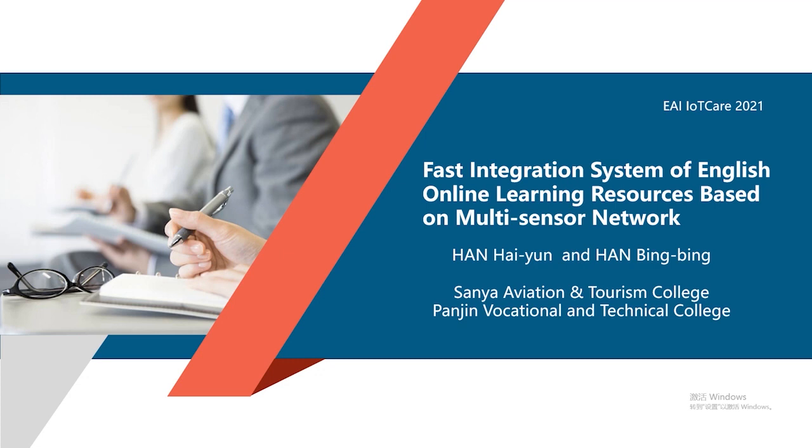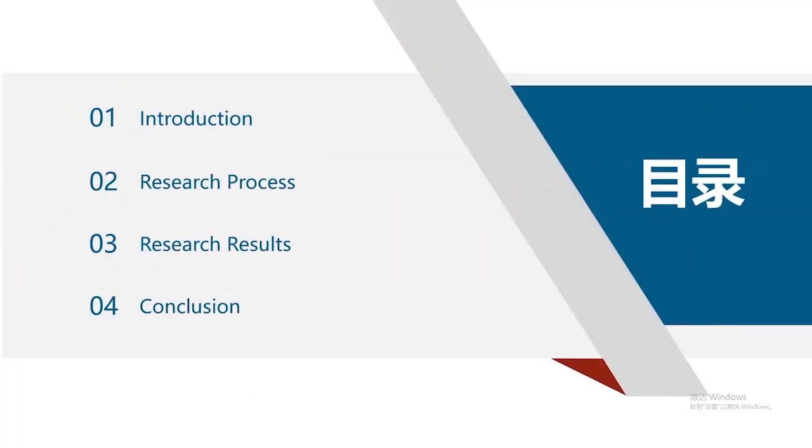The title of my paper is Fast Integration System of English Online Learning Resources based on Multi-Sensor Network. I'm Haiyun from Sanya Aviation and Tourism College. I will introduce my paper in 4 parts: Introduction, Research Process, Research Results, and Conclusion.